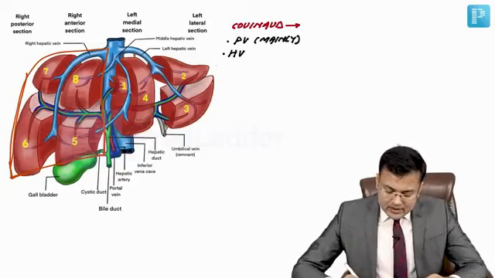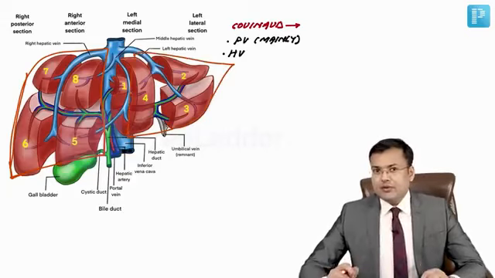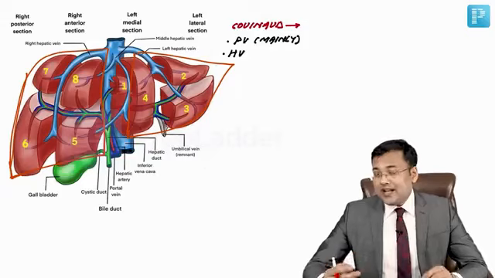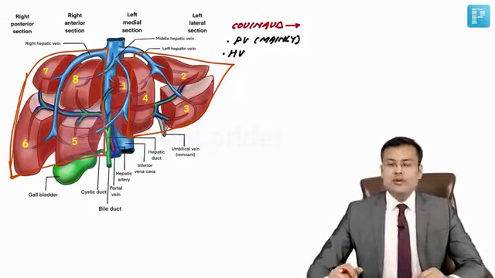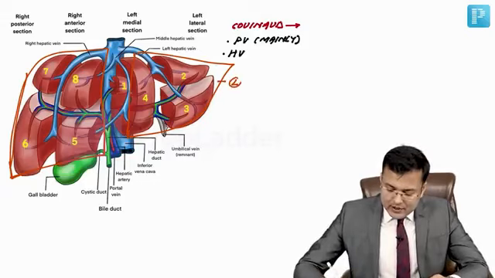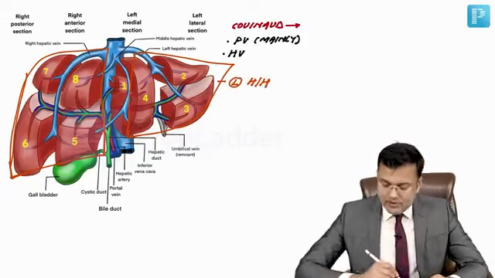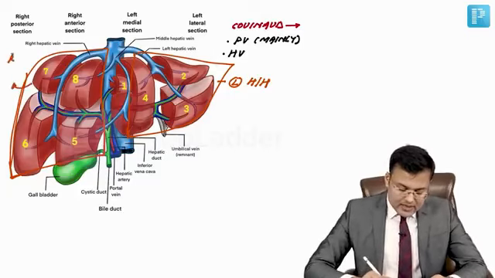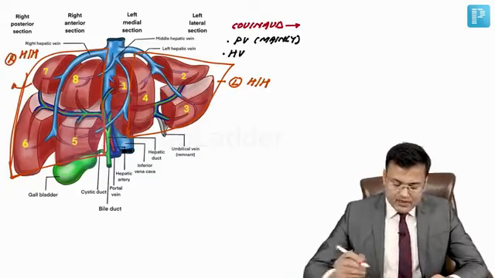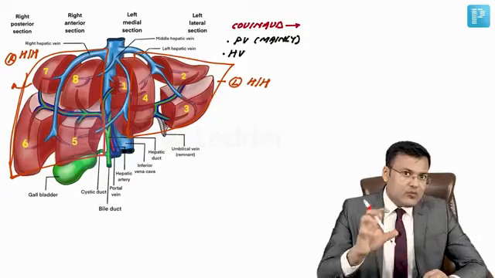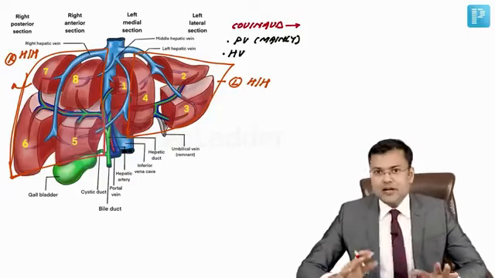Which are the segments located in the left lobe of liver? So it is 2, 3, 4. So indirectly, what are the segments of liver which are removed in left hemihepatectomy? Obviously it is 2, 3, 4. So in left hemihepatectomy, we are removing segment 2, 3, 4. In right hemihepatectomy, we are removing segment 5, 6, 7, 8. Segment 1 is known as caudate lobe. It is considered a separate lobe.